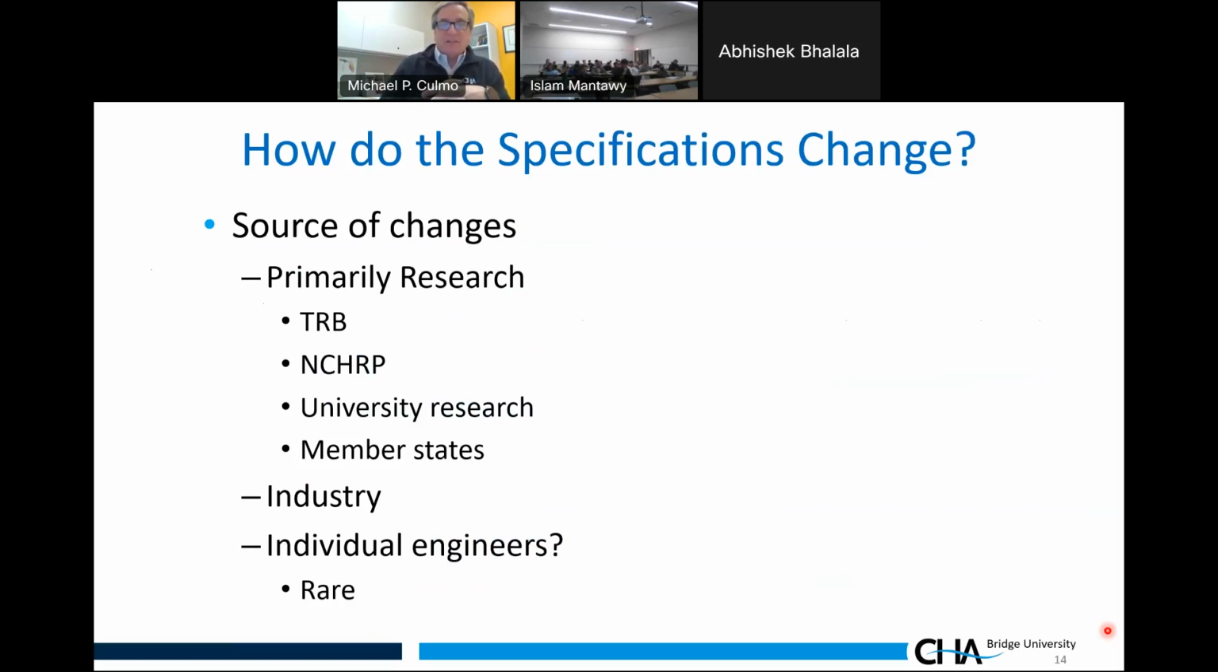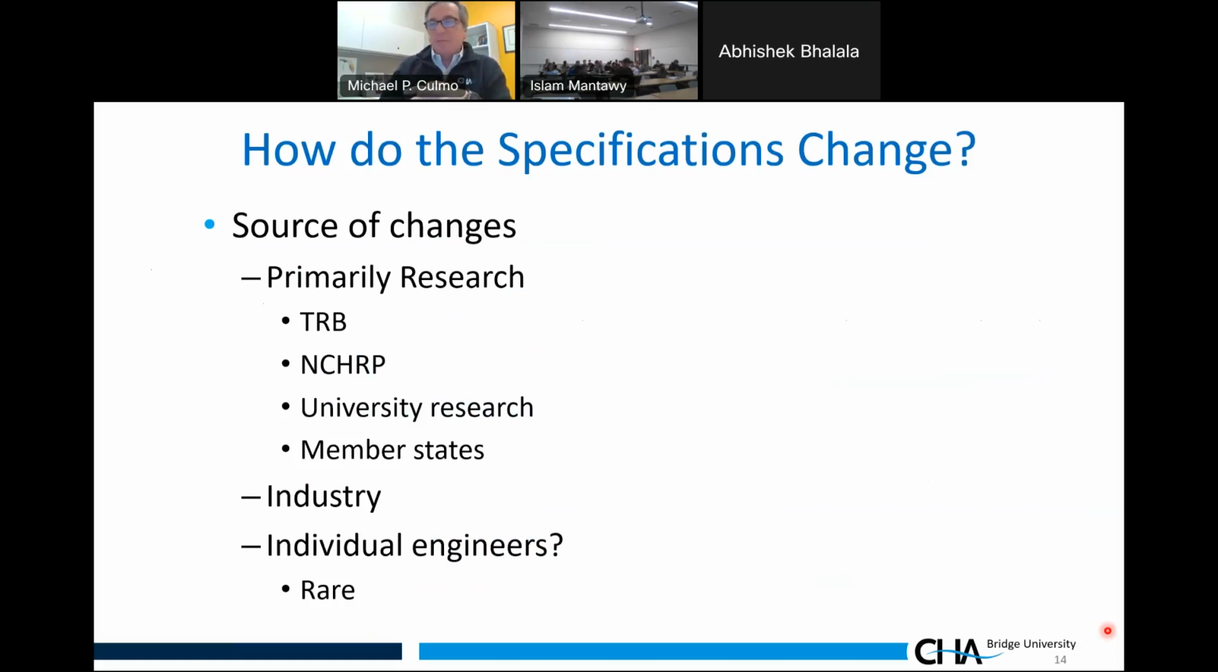We see a lot of that. Some states do an awful lot of research. New Jersey does quite a bit of research. Texas does a lot of research. Florida does a lot of research, and often those research projects result in changes to the specification. Occasionally, we have industry doing research. There might be some done by the steel industry or the concrete industry. That does happen from time to time.